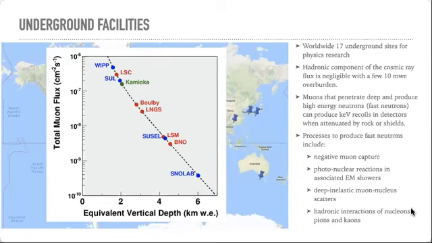What we worry about, even with the reduced muon flux, is that you can still get neutrons coming from these cosmic rays. The processes that produce the fast neutrons we're most worried about are negative muon capture, photonuclear reactions and any associated electromagnetic showers that come from your primary cosmic ray, deep inelastic muon-nucleus scatters, and then, of course, hadronic interactions of nucleons like pions and muons.